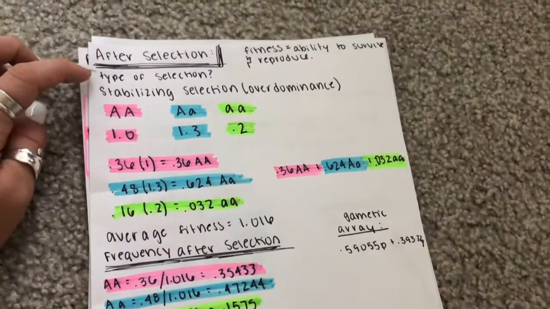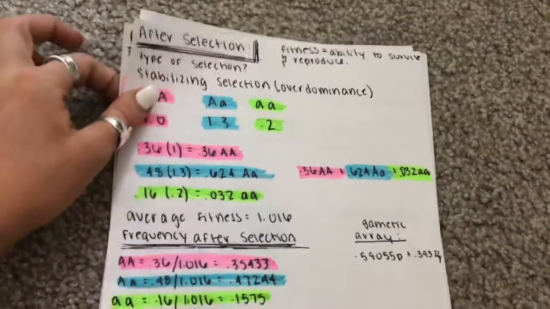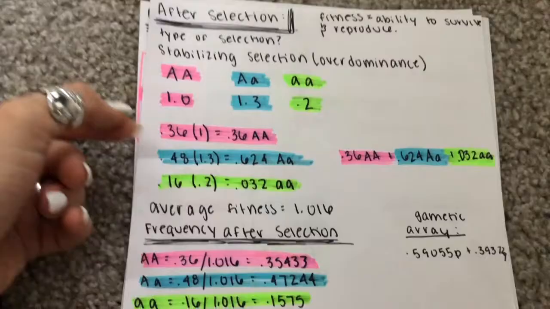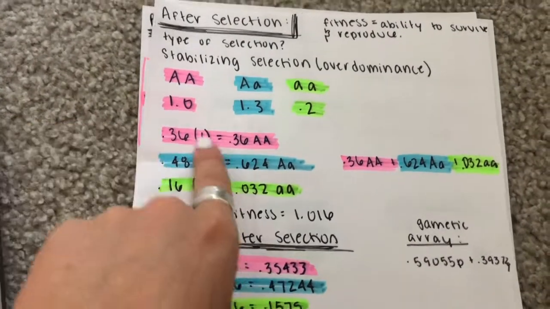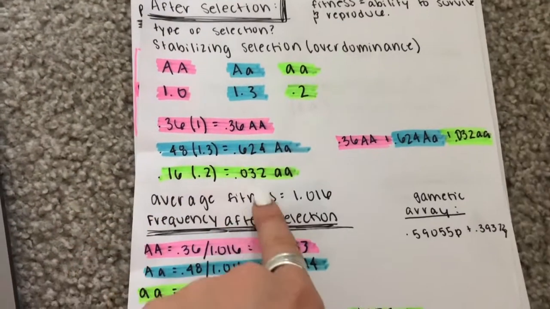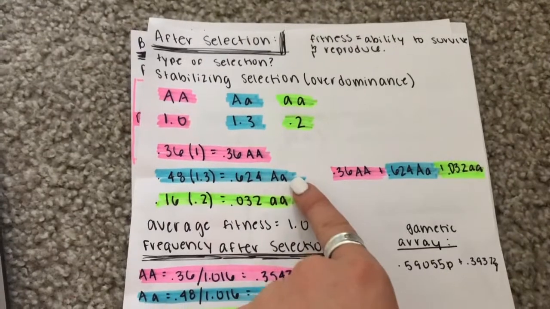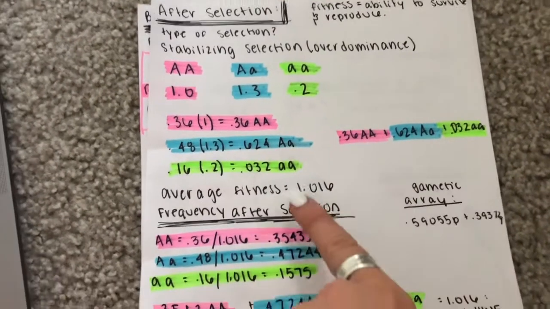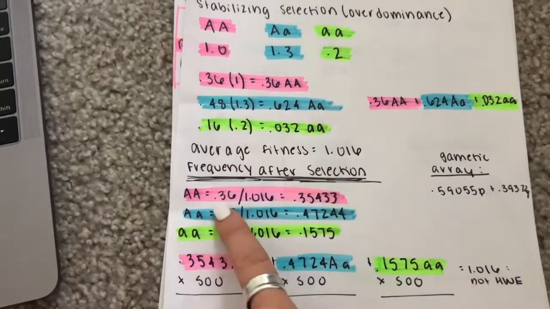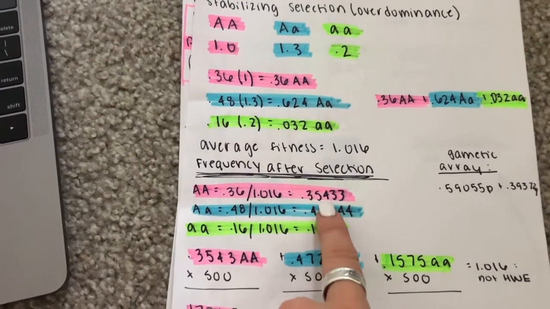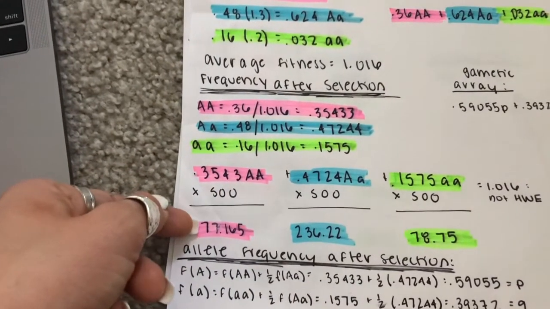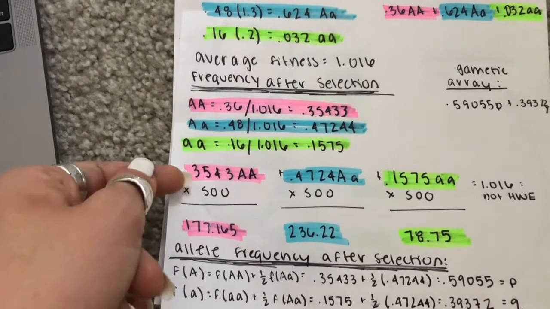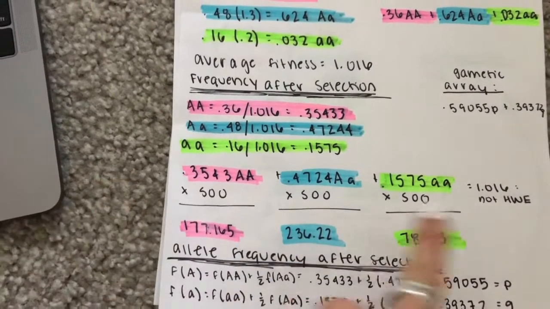So our fitness is the ability to survive and reproduce. These are our fitnesses for each genotype. So we multiply our original genotypic frequencies by our fitness and get this new array. And this is no longer in equilibrium because this equals 1.016, which is not 1. So you divide it by that, and that'll give you our new genotypic array. And then to figure out the number of individuals with each phenotype and genotype, you can multiply it by our population and get these numbers.